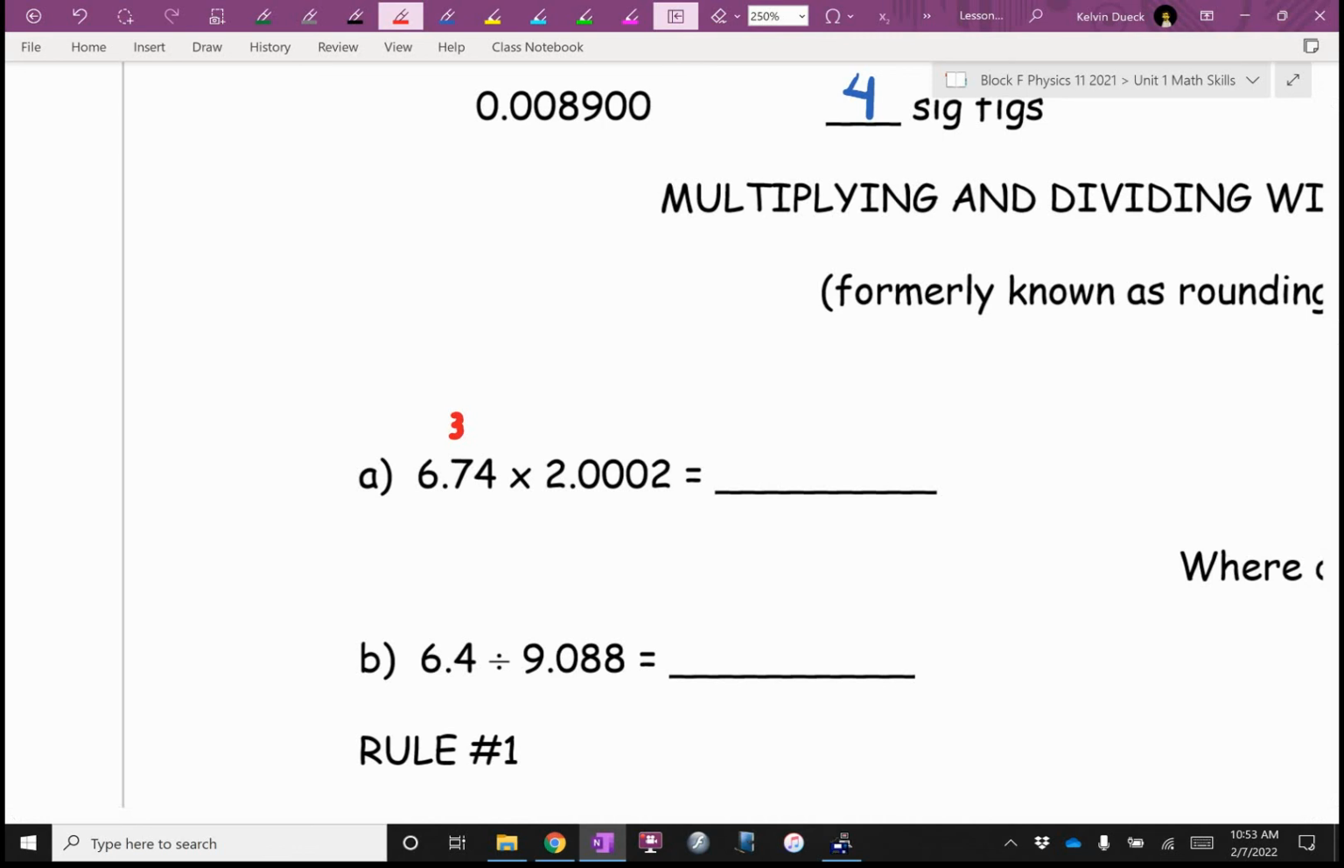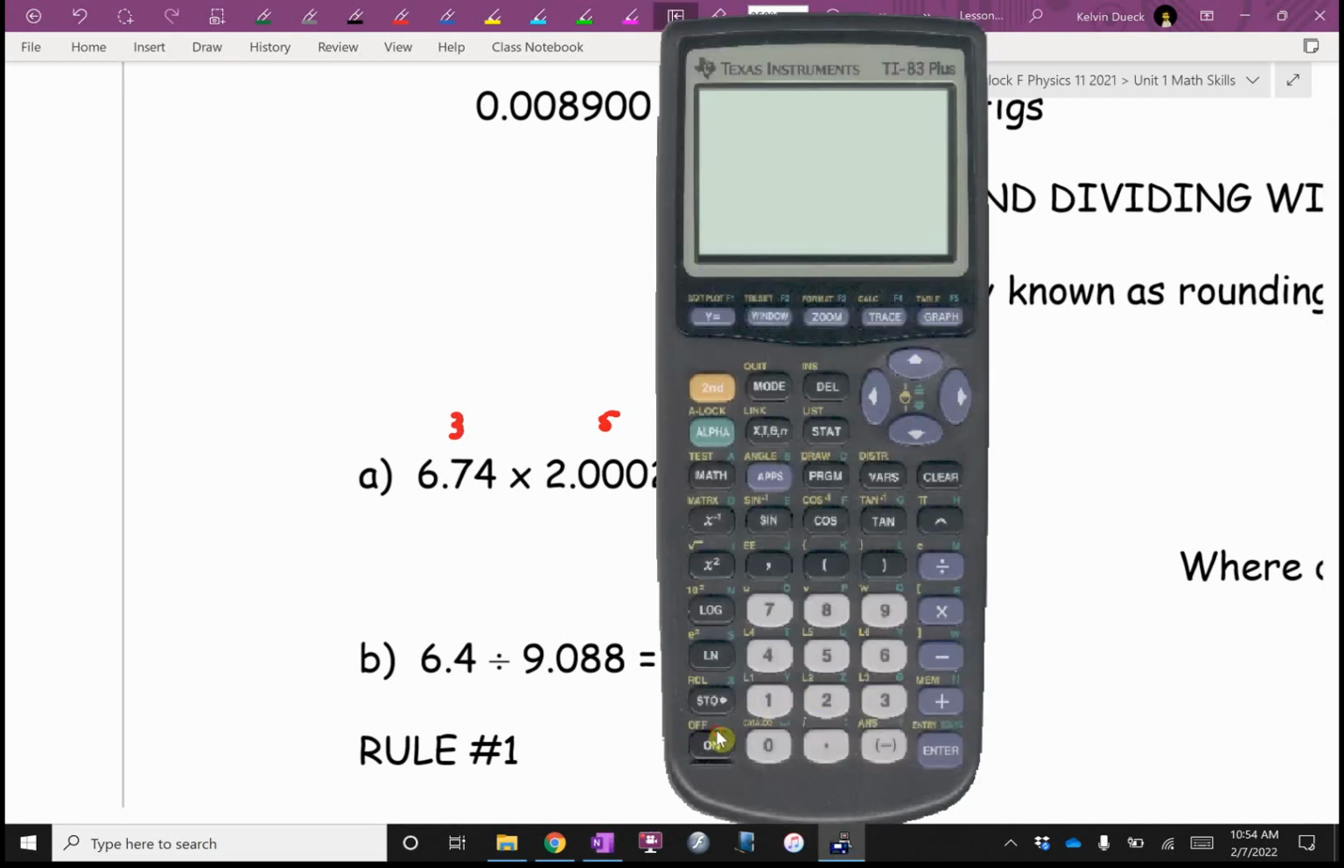2.0002, how many sig figs? Above it, a little tiny 5. What's the smallest number that I just wrote? I'm going to go to 3 sig figs in my final answer. So when you're multiplying and dividing, you go to the smallest number of sig figs in your data. But you don't round off until the end.